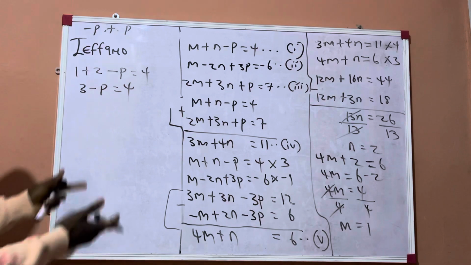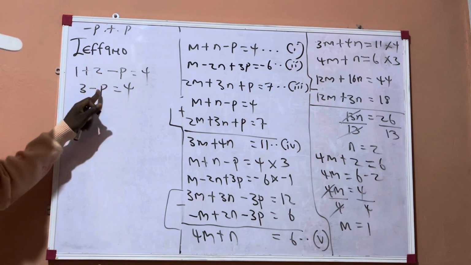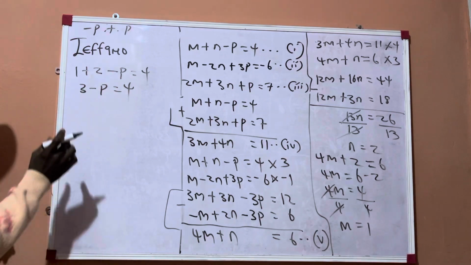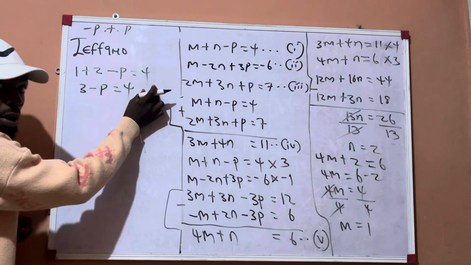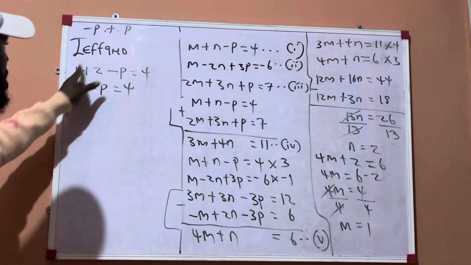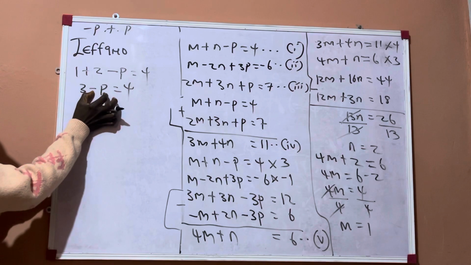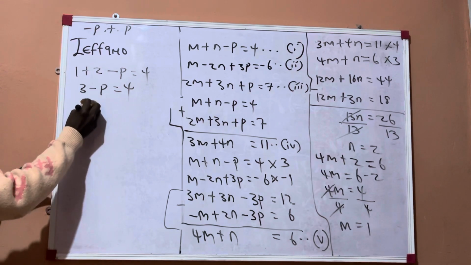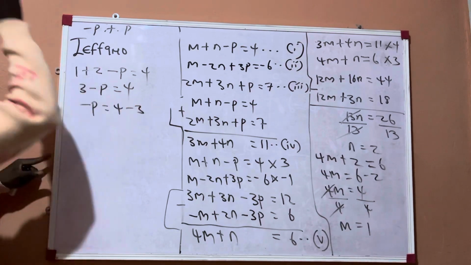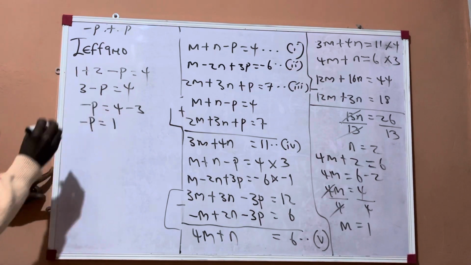Now I can't work with 3 minus p because they are unlike terms. 3 is not carrying p. So what do I have to do? 3 has to cross to meet 4 because 3 and 4 are like terms. They are not carrying p. Now, when 3 crosses, it becomes minus 3. Now, what do we have left here? Minus p. Now here becomes minus p is equal to 4 minus 3. So class, minus p is equal to 4 minus 3, which is 1.